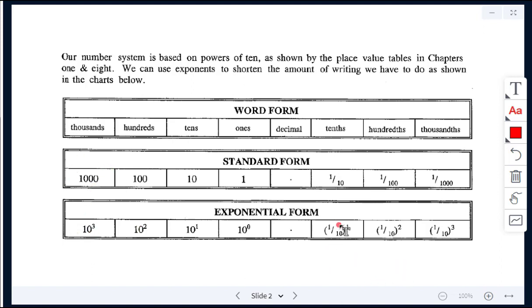Towards the right of the decimal point, 1 over 10 to the power of 1 represents our tenths. 1 over 10 to the power of 2 represents our hundredths, or 1 over 100. And 1 over 10 to the power of 3 represents our 1 over 1,000, or our thousandths. So that is how we'll be using exponential form to show expansions of standard numbers.